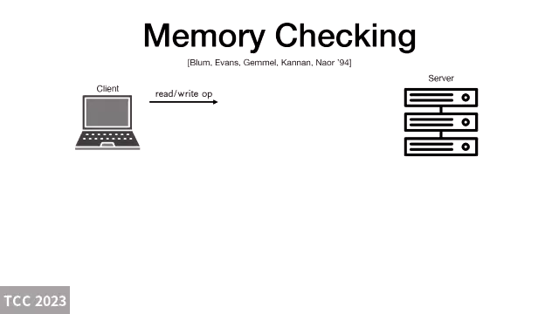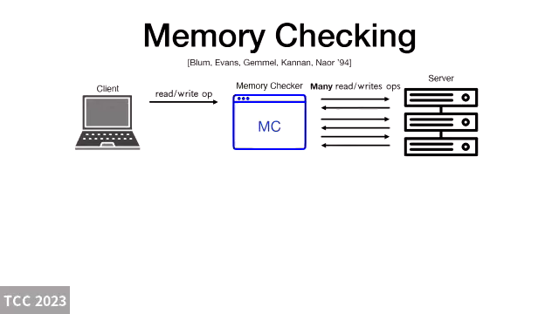This was introduced by Blum et al. in 1994. Basically, a memory checker is a layer between a client and a server. You can think of this as a program that's in the computer, for example. The client sends its read or write operation directly to this memory checking program instead, and then this memory checking program sends a bunch of read or write requests to the server and determines some response.